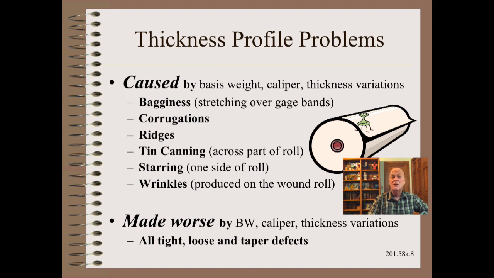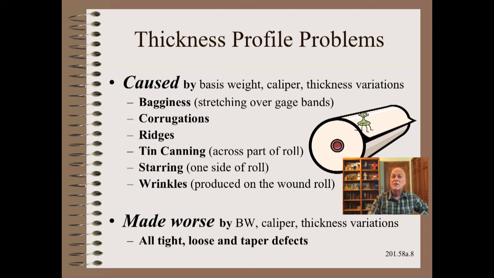This list includes bagginess that is caused by stretching and yielding the web over gauge bands, by far the most common type, but not webs that are formed baggy. We will have more to say about this in the next slide. Other defects that result from excessive thickness variation include corrugations, starring on one side but not another, and many or most wrinkles that are produced on the wound roll itself.